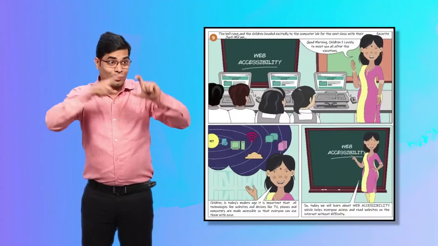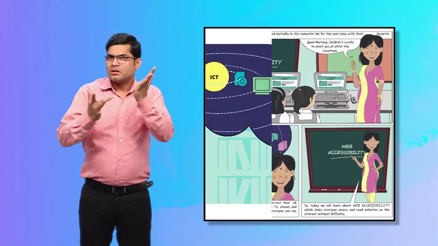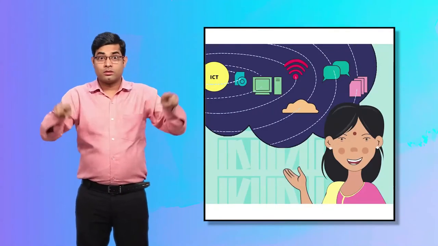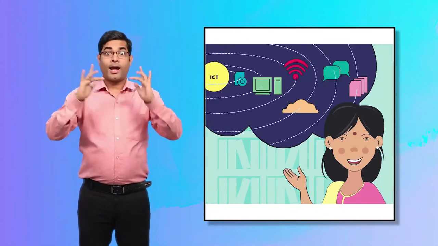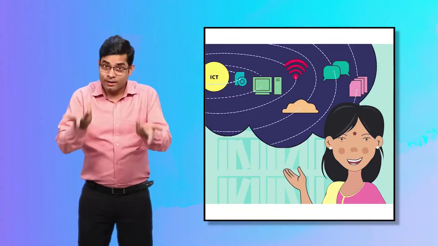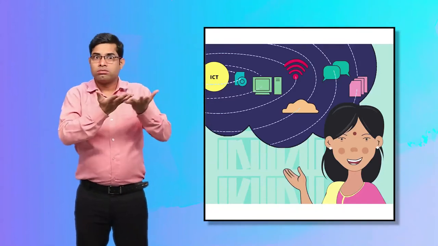The second picture shows the technology universe consisting of computers, internet, files, phones, etc. Which Jyoti ma'am refers to as she continues to speak.